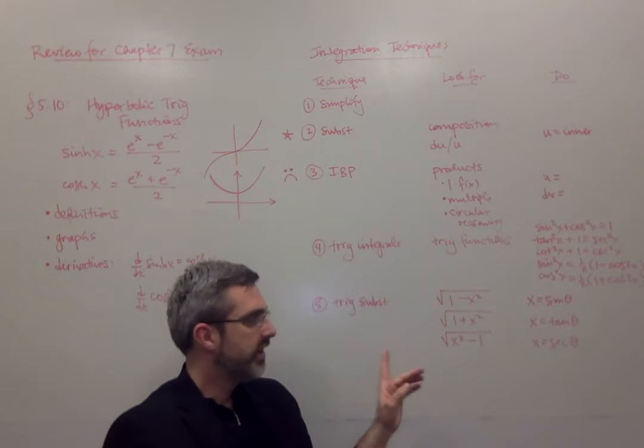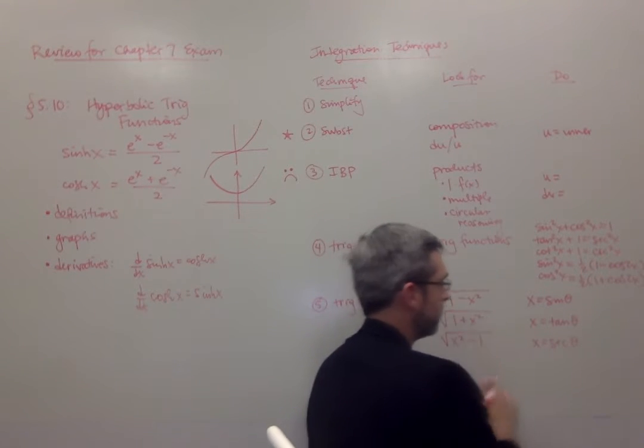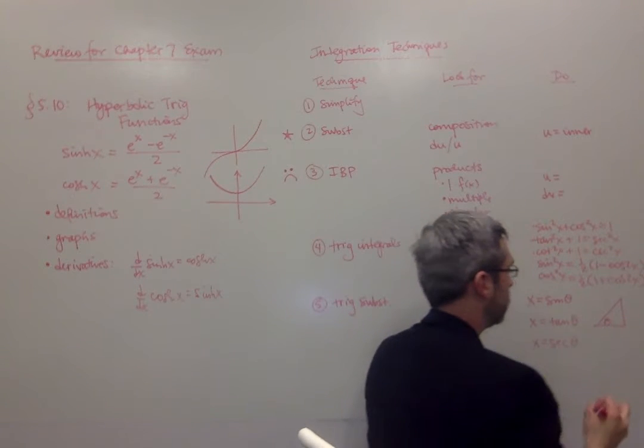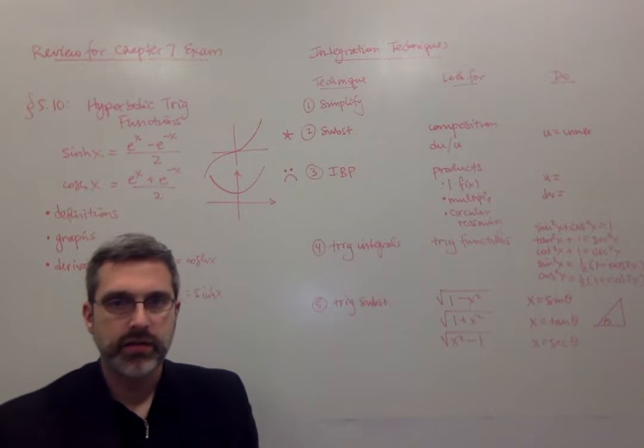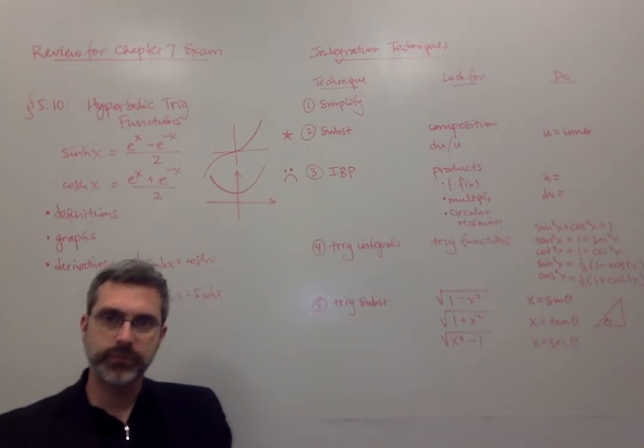The one thing to remember with this is that in order to substitute back for x's at the very end of the problem, we would have to draw our triangle and figure out what's the sine, what's the cosine, etc.